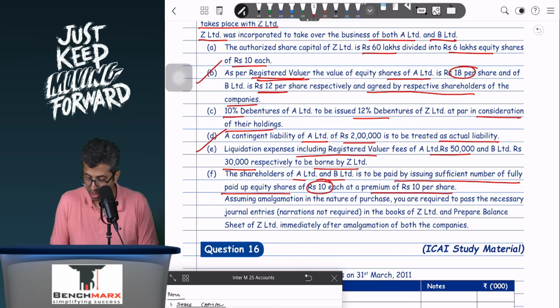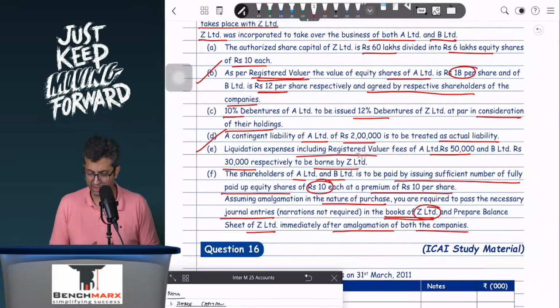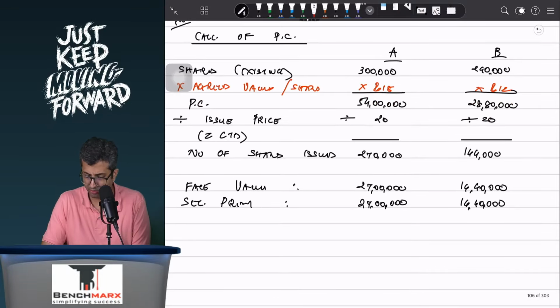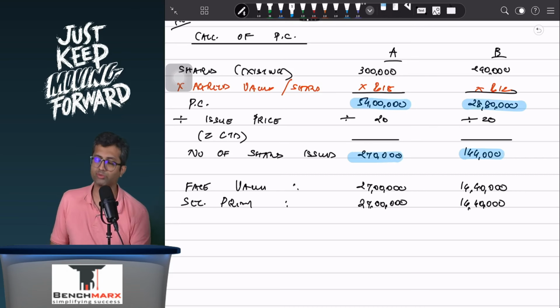Assuming amalgamation in the nature of purchase, you are required to pass the necessary journal entries. Narrations are not required. In the books of Z, Z will take over both and prepare the balance sheet of Z immediately after the amalgamation of both the companies. Step number 1, you will always calculate the PC. As we said, PC over here would be based on 54 lakhs and 28 lakh 80 divided by 20, that is 2 lakh 70 and 1 lakh 44,000. So that is 27 lakhs going into the share capital and 27 lakhs in the securities premium, and then 14 lakh 40 in the share capital, 14 lakh 40 in the securities premium.